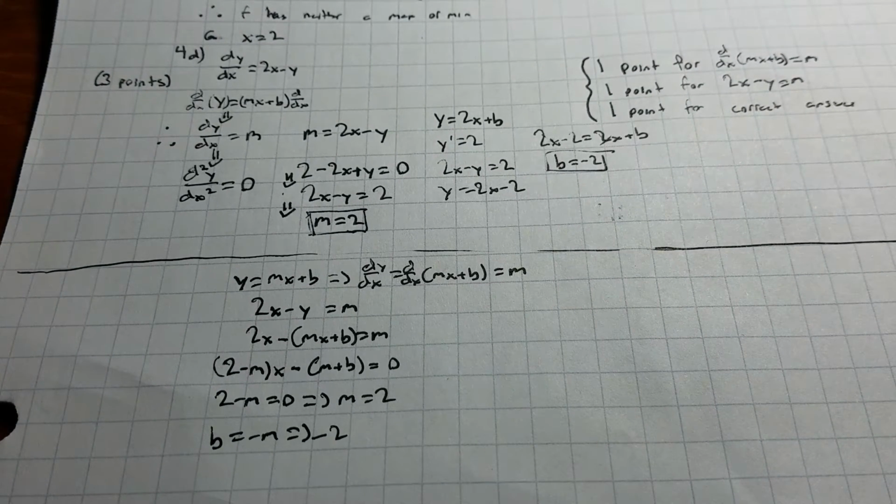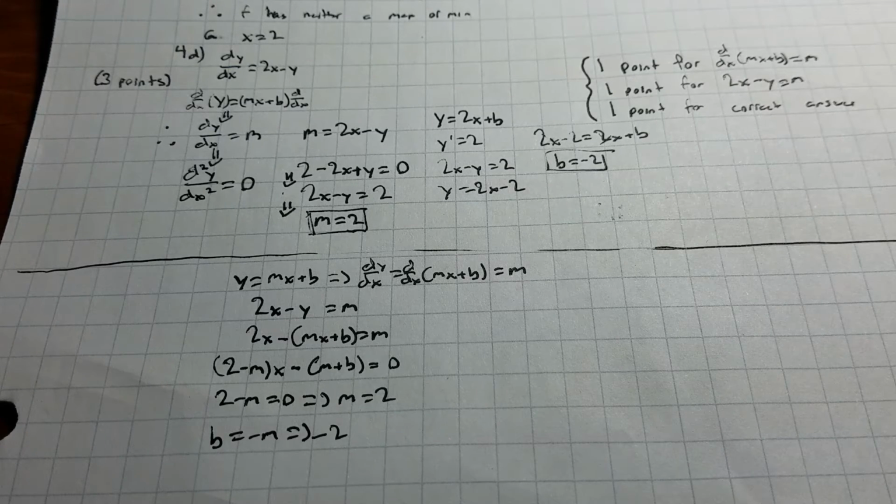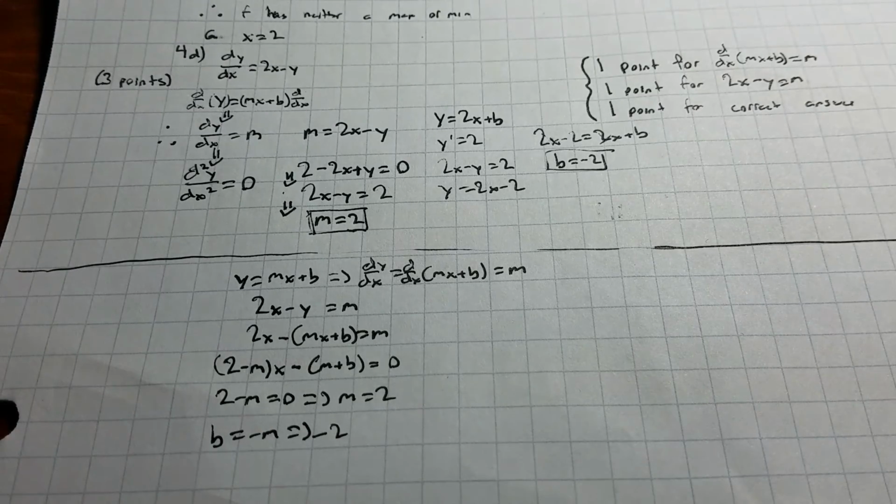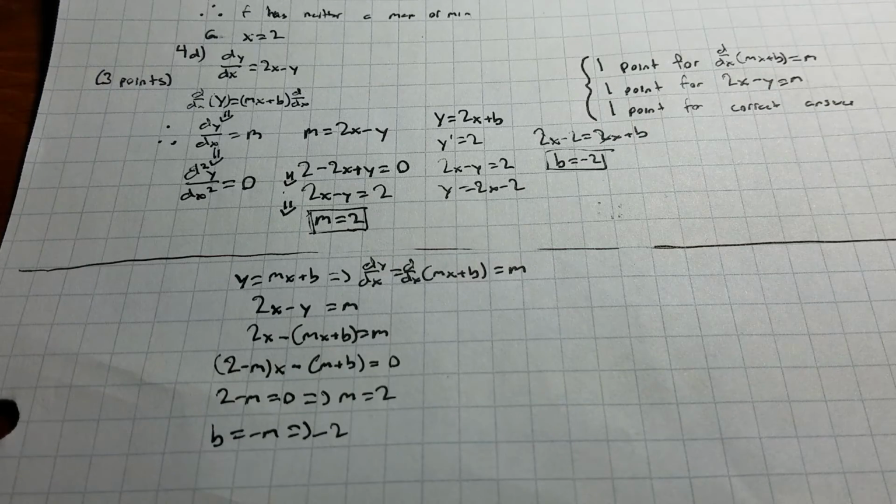Points are distributed as shown: 1 point for acknowledging that the derivative of mx + b is m, 1 point for setting 2x - y equal to m, and 1 point for the correct answer, which in this case is m = 2 and b = -2. There are a lot of things a student can get wrong, perhaps not distributing the negative properly when finding the derivative of the function, or not plugging in the correct thing and getting stuck.